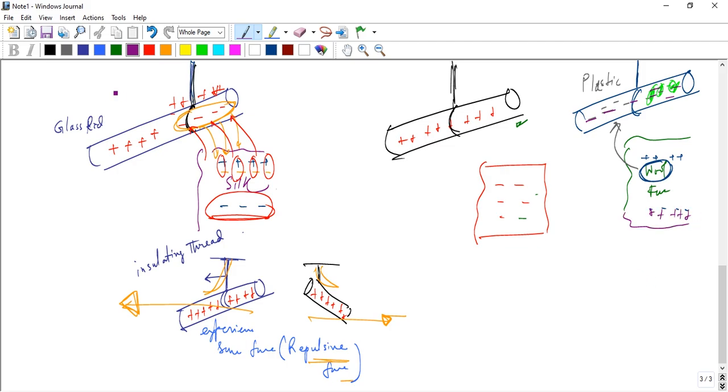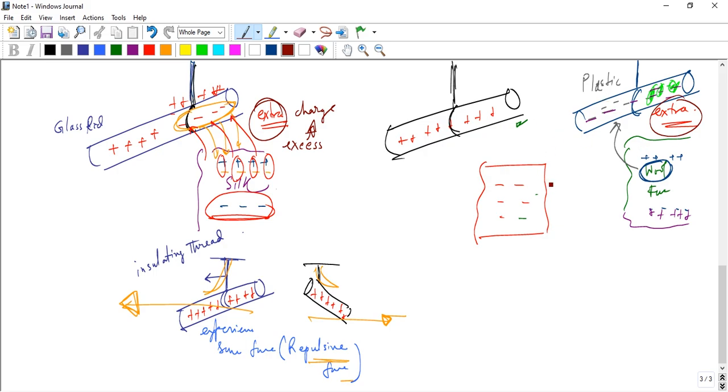Okay, so here is another important thing, extra charge. You see there is some extra charge after rubbing; it gains some extra charge. This extra charge is called excess charge. Now the plastic rod is not neutral; it is now a negatively charged body.